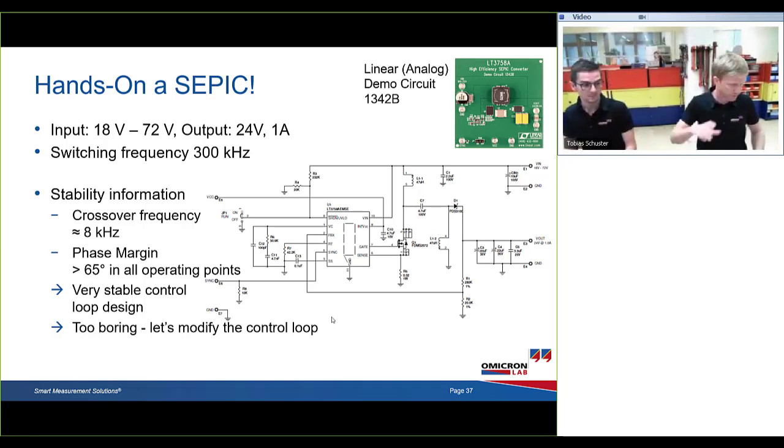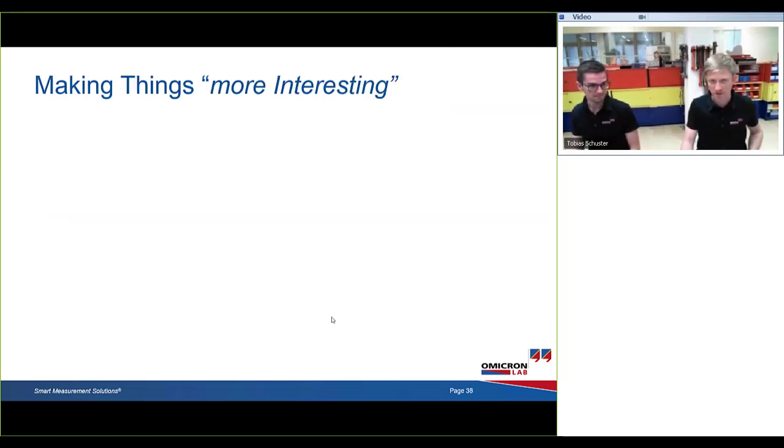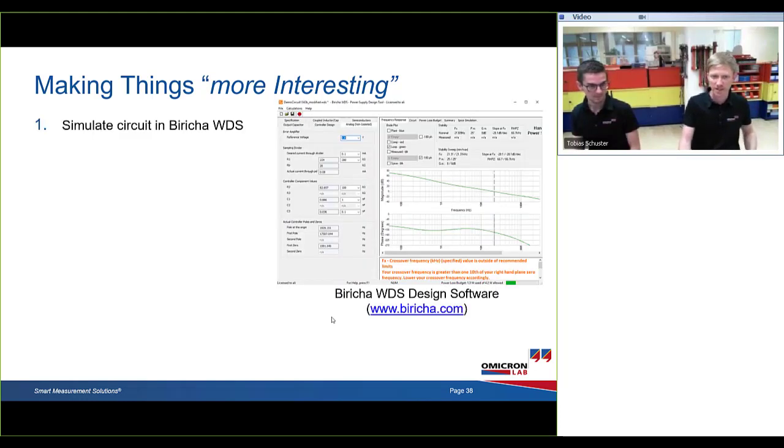And when I first measured that SEPIC, we found that the crossover frequency is around 8 kilohertz and that the phase margin was more than 65 degrees in all operating points. So it's a very stable control loop design, but really boring to show in a webinar. So we modified the control loop, and just a short explanation on how to make things more interesting.